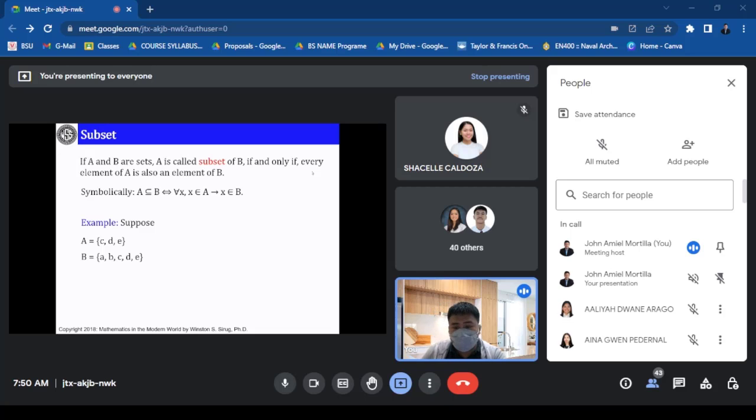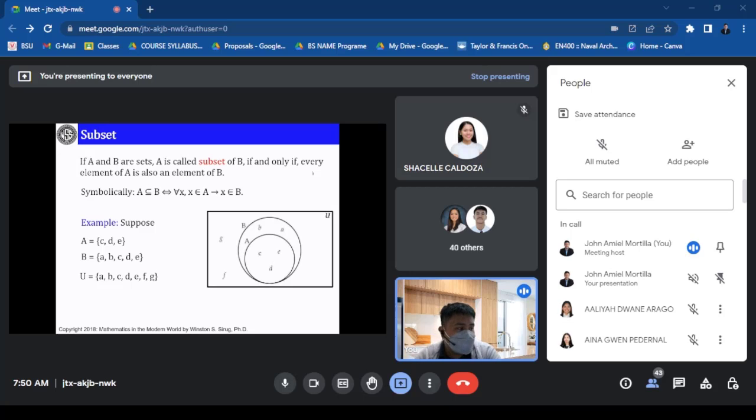Okay, thank you, Shaisel. So A is equals to C, D, and E. So B is equals to A, B, C, D, and E. So we have U is equals to A, B, C, D, E, F, G. So maalala natin ang U natin is an universal. Then we have the B. So B, we have a subset within B, which is A. Kumakita nyo, ang A is equals to C, D, E. Then sa B, meron tayong elements na A, B, C, D, E.